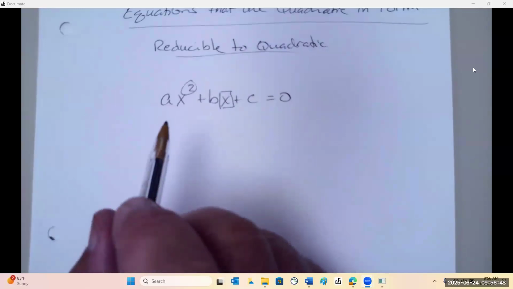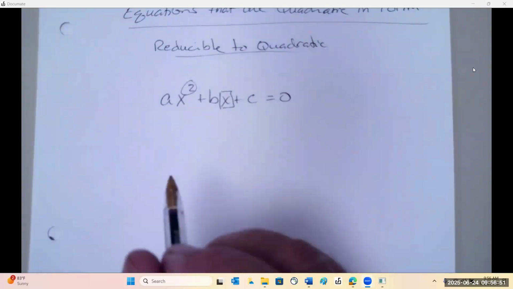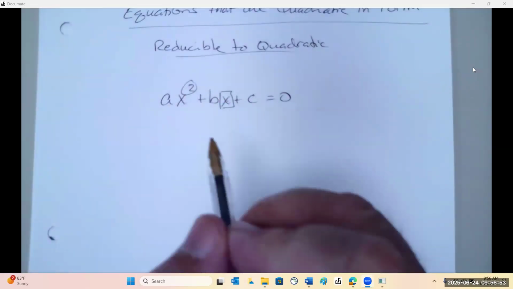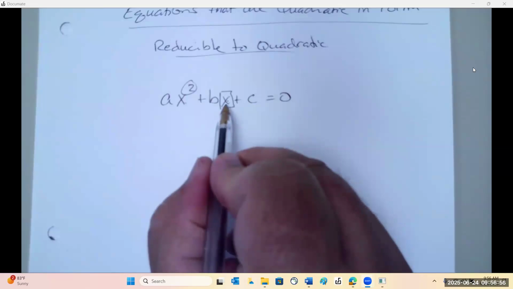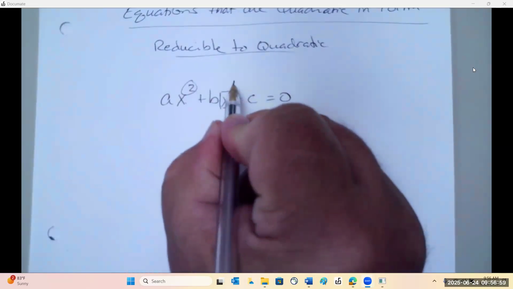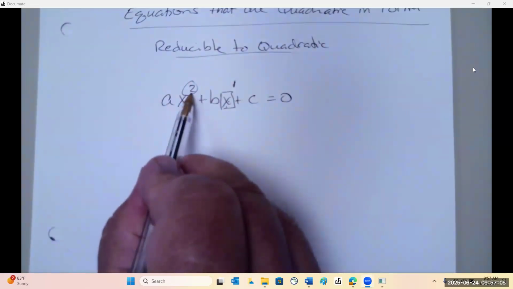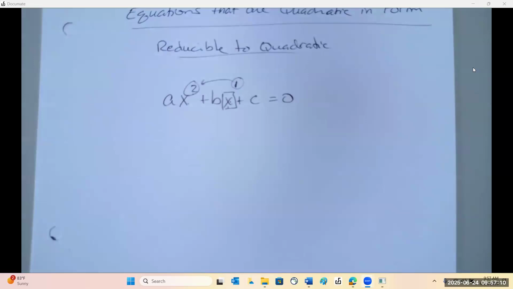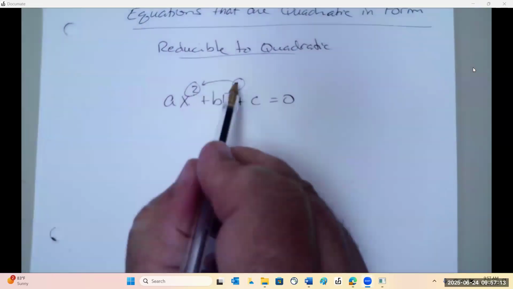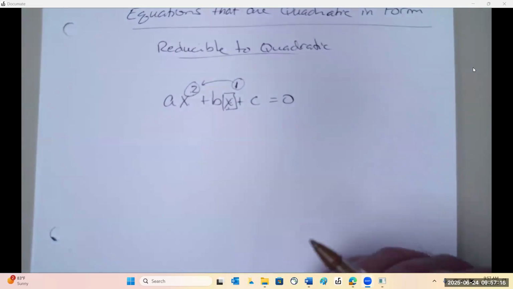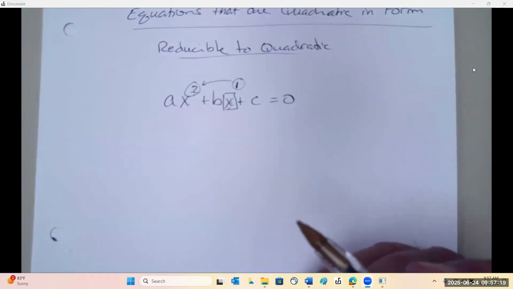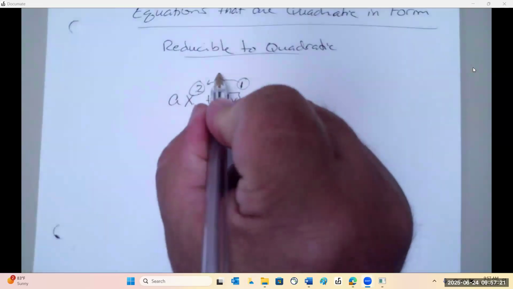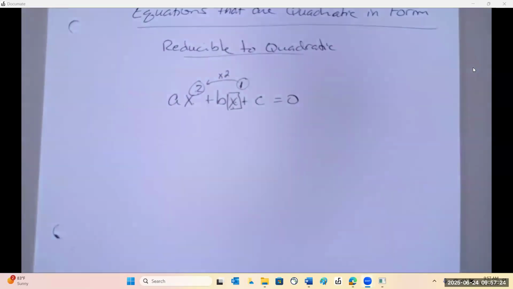Now, what makes this quadratic in form? Look at the exponents. What's this exponent? 1. What is this exponent? So how do I go from here to that? How do I go from 1 to get to 2? Mathematically, what do you do in multiplication? If I multiply by 2, 1 times 2 is 2.